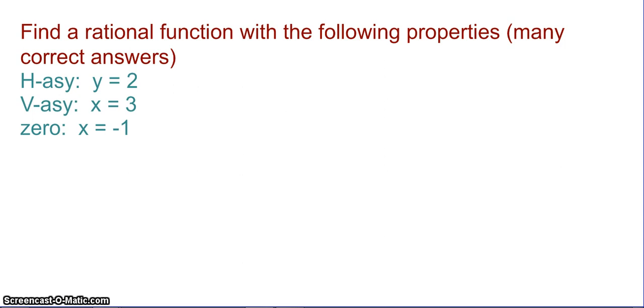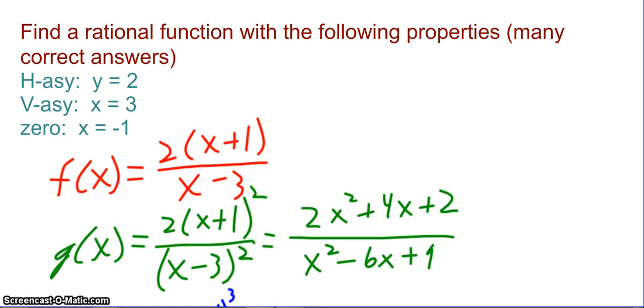Now there are many correct answers, but there cannot be any other zeros, there cannot be any other vertical asymptotes, and there cannot be any other horizontal asymptotes. So I want it to only have these 3 features. So pause the video, try to come up with an answer, and unpause it when you think you have one. Again, there are many correct answers. Okay, so I'll show you 3 examples that I came up with.